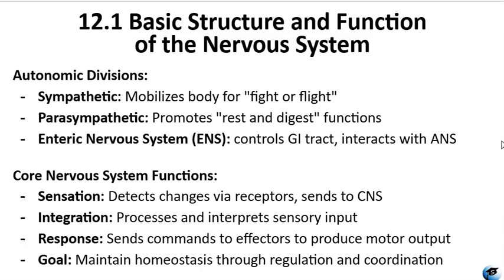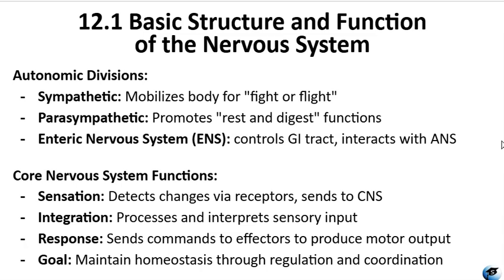The third division, the enteric nervous system, functions independently to control the gastrointestinal tract, regulating the activity of smooth muscle and glands involved in digestion. Although the ENS is anatomically part of the PNS, it works closely with the autonomic system.